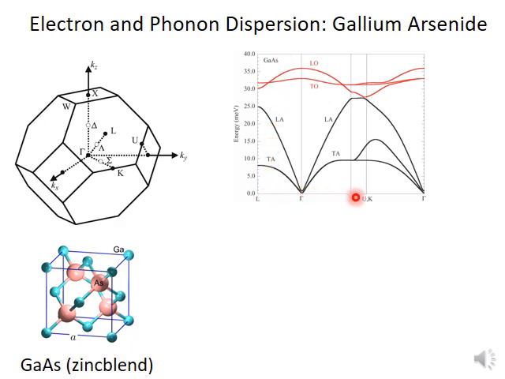And going from gamma to X, again you have four branches, which would mean that the two transverse acoustic branches and the transverse optical branches, they are degenerate, just like we've seen before. But the important thing here is at the gamma point, the LO branch and the TO branch, they are non-degenerate.